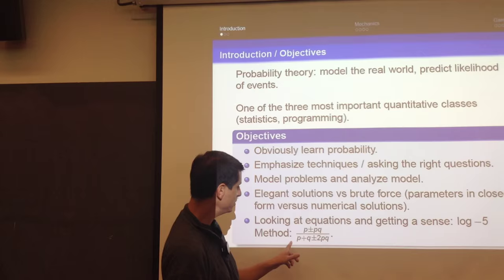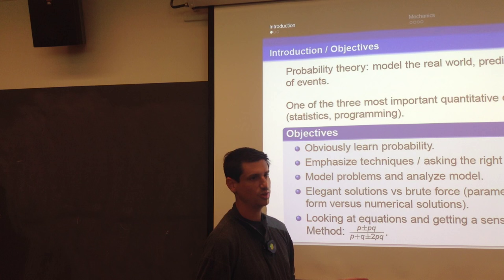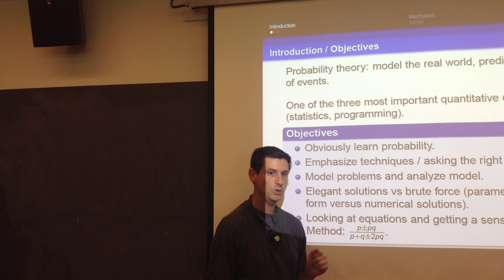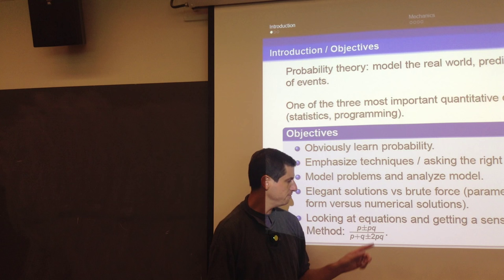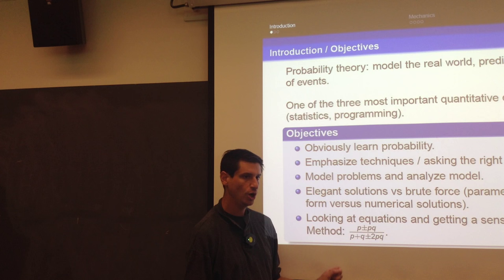So this is one of my favorite formulas. We'll talk about this maybe later. It's called the log 5 method. Do not ask why it's called log 5. If team A wins P percent of their games, and team B wins Q percent of their games, and they play, what's the probability team A beats team B? A really good predictor is one of the following four quantities: p plus or minus pq over p plus q plus or minus 2pq.